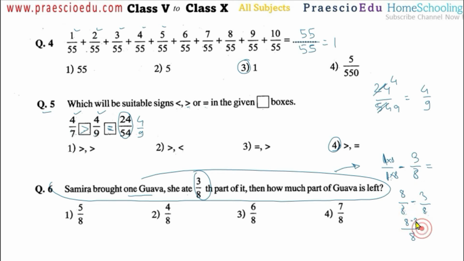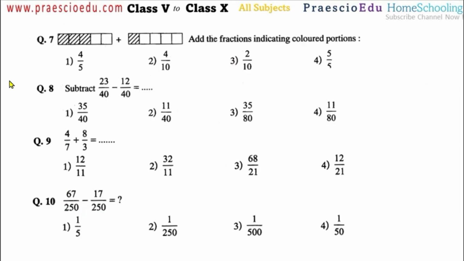Okay, so 8 minus 3 means 5 by 8, and 5 by 8 is given in option number 1. So what is the balance? Now how much part of the guava is left? So that is 5 by 8. This is the answer.